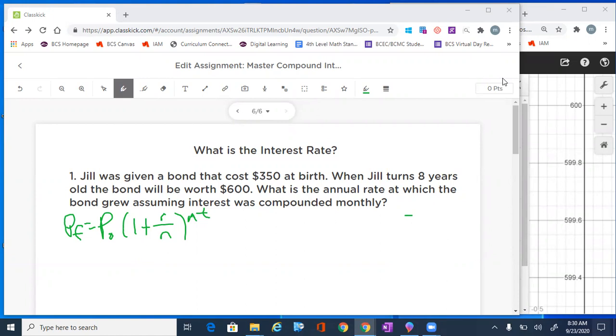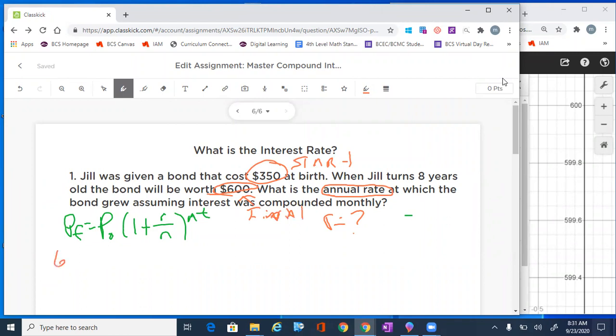So let's identify a few things in this case. The important part is it says, what is the annual interest rate? So that tells us we are looking for our R value, our rate in this problem. We probably know a lot more about the other stuff than we usually do. As we read this information, it says that she was given a bond at $350, and this is our starting value, or our initial. And then in the end, it'll be worth $600. There's our final. So let's plug those in.